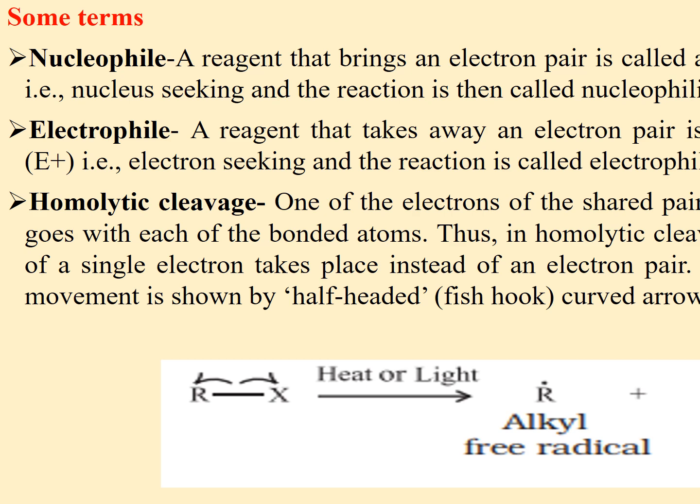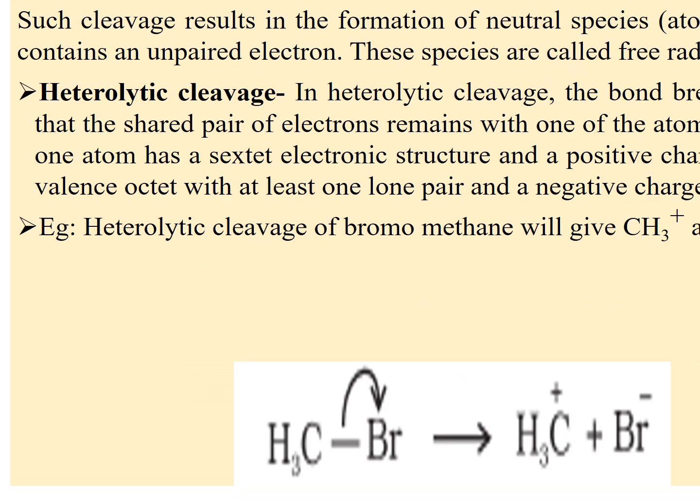Thus, in homolytic cleavage, the movement of a single electron takes place instead of an electron pair, that is, one electron moves to one atom and the other to the other atom. The single electron movement is shown by a half-headed or fish-hook curved arrow. Such cleavage results in the formation of neutral species, atoms or groups which contain an unpaired electron. These species are called free radicals.